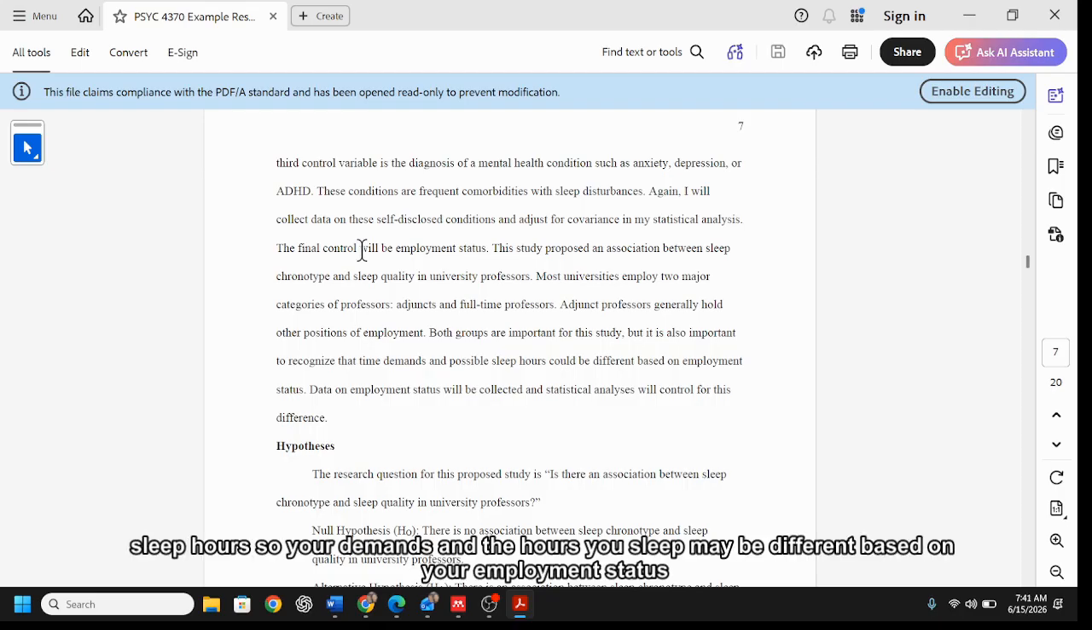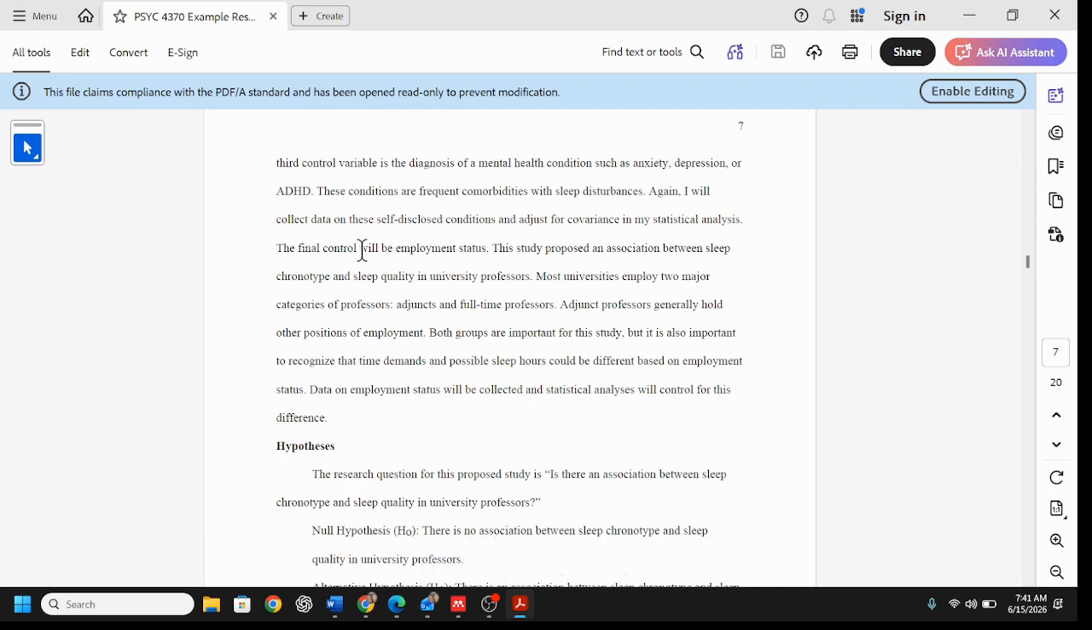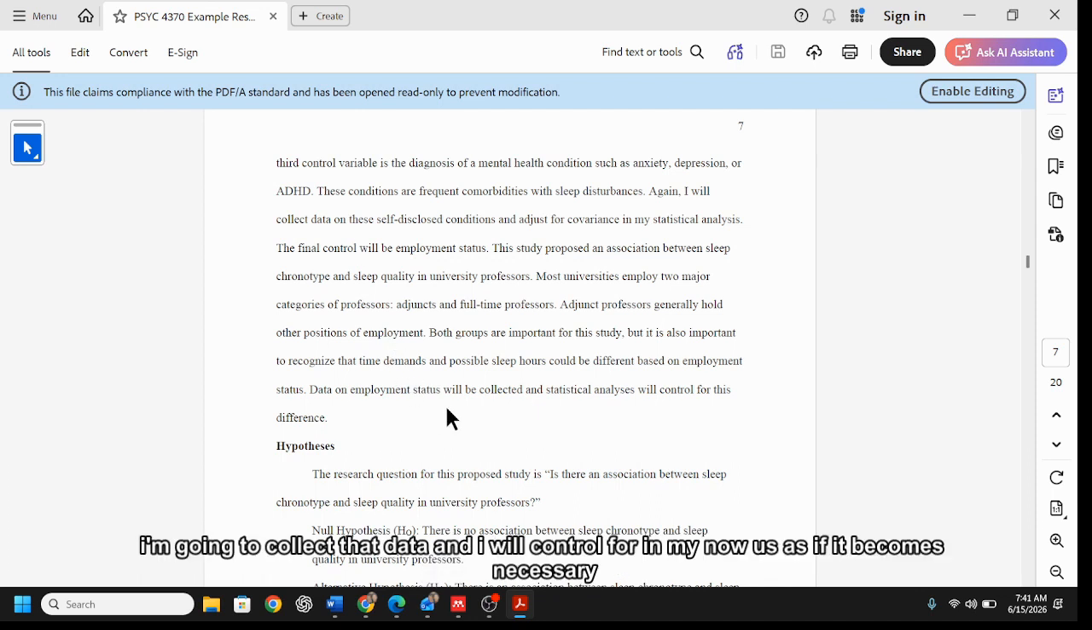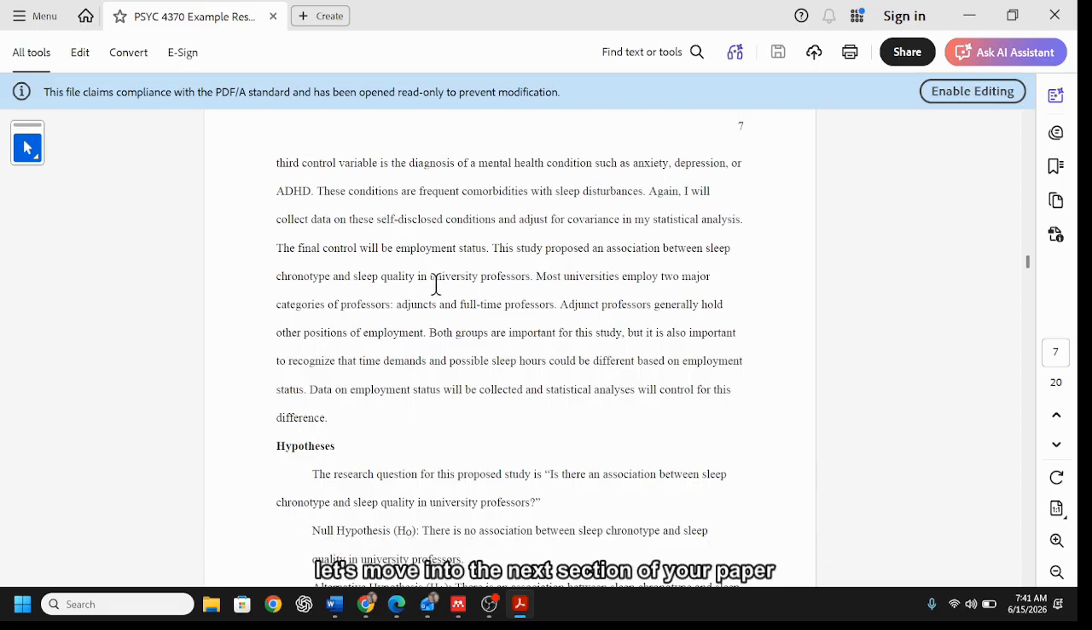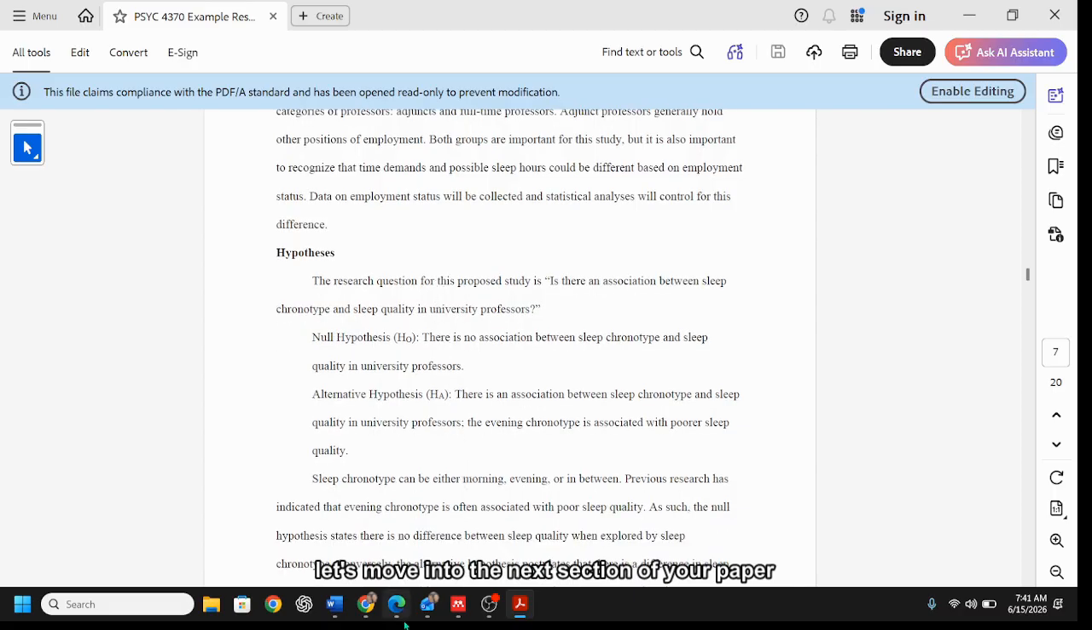So your demands and the hours you sleep may be different based on your employment status. I'm going to collect that data and I will control for it in my analysis if it becomes necessary. Let's move into the next section of your paper.